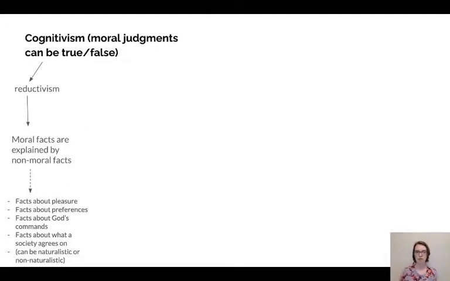Remembering all these details is not important. I just want you to have a sense of the possible views. Okay, but you could also be a cognitivist who is a non-reductivist. What does that mean? That means you think moral judgments can be true or false, and they're made true or false by moral facts, but moral facts aren't reducible to anything else. They're just rock bottom. They ground out there.